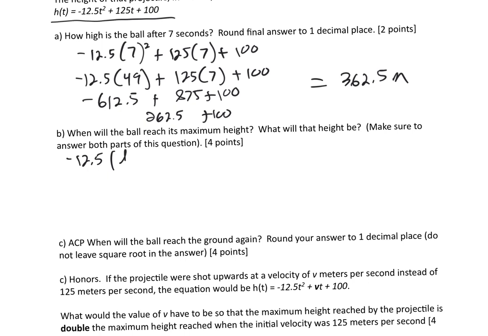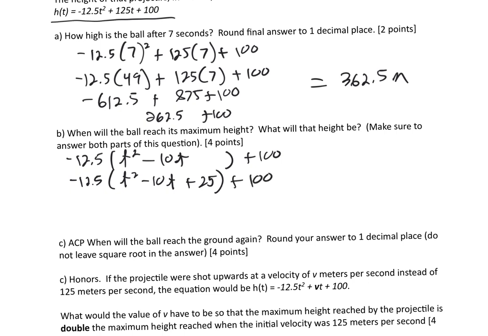And so that's going to leave us t squared. Over here, we're going to get minus 10t because of the two negatives. And then over here, we're going to get plus 100. So we're going to get negative 12.5 times t squared minus 10t plus half of negative 10 squared, which is 25. So out here, we're going to subtract negative 12.5 times 25, which means we're going to end up adding something.